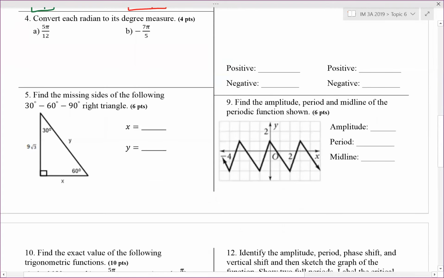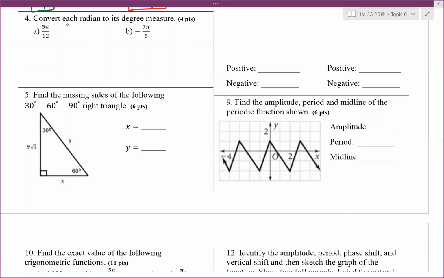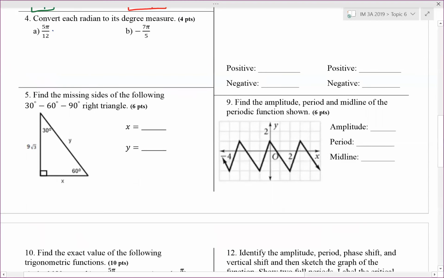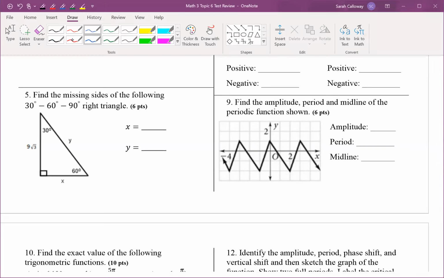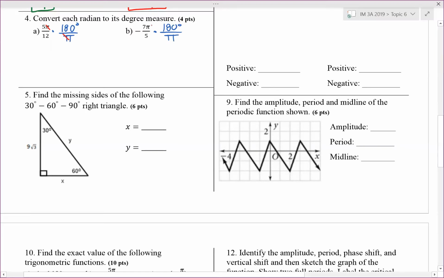For number 4, we're converting backwards. So that means that we're going to multiply by the reciprocal of what we multiplied by in the previous problem. So my clue that I know I'm using the appropriate conversion factor in this one is that pi disappears and I'm left with a single degree measure. So I can see that the degree is not going to cancel here. However, for each of these, pi is going to cancel. So that's how I know that I'm using the right formula.